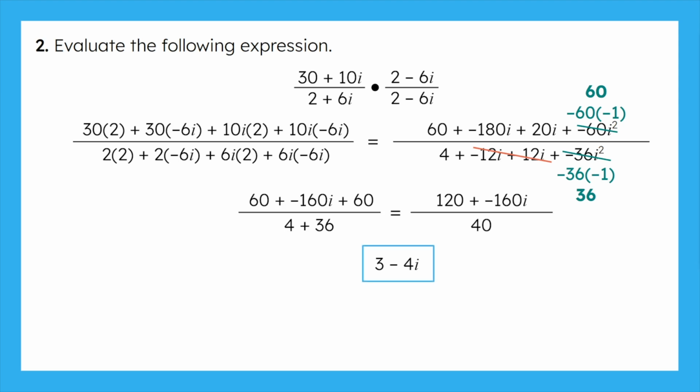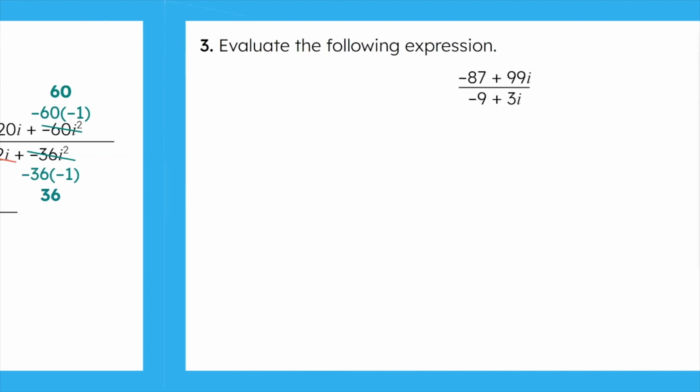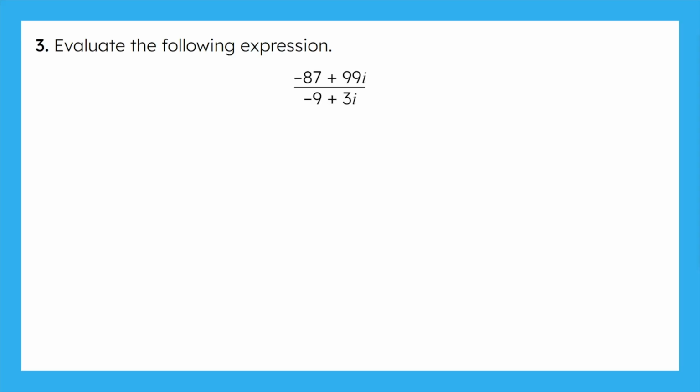You're getting better at this. Try this next one on your own. Negative 87 plus 99i divided by negative 9 plus 3i. This expression might benefit from factoring first, so if you want to do that, go ahead. Pause now and come back once you're finished evaluating the expression.